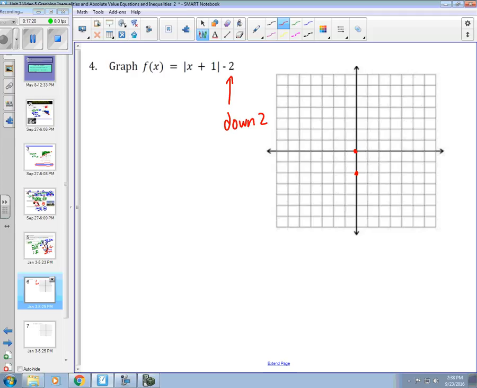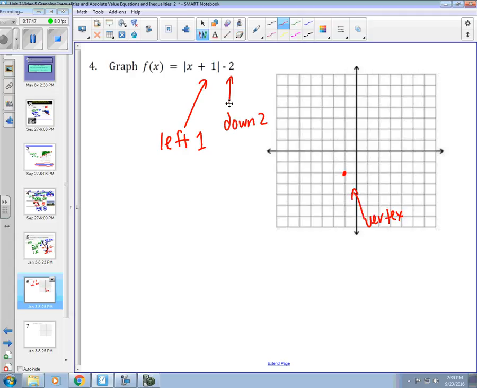Okay, now what's the plus 1 going to do to it? Well, that's inside the function. Inside's going to move it left or right. Inside the function's always opposite. Normally plus 1 would move it right, but since it's opposite, that's going to move it left 1. So now instead of at 0, 0, it's going to go down 2 and left 1. This is going to now be the new position right there of the vertex.